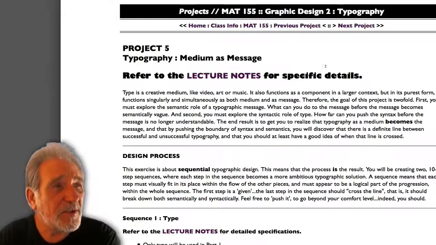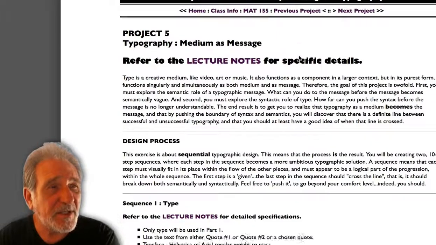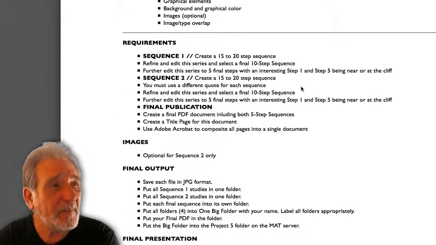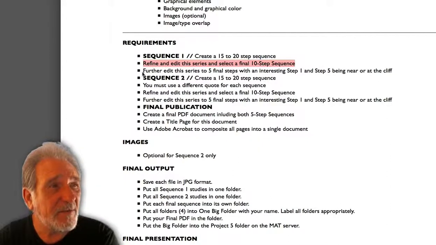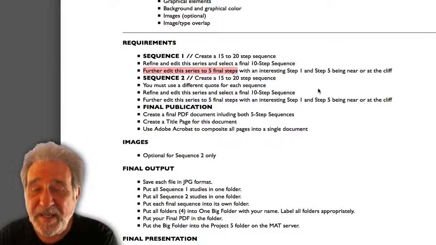So if we jump over to the specifications on the project sheet, we can go down and we can see that we have some requirements. In sequence 1, you're going to be creating an initial 15 to 20 step sequence. You're going to be refining that into a 10-step sequence, and then you're going to be refining that again into 5 final steps where we are going to really tighten up the layouts.